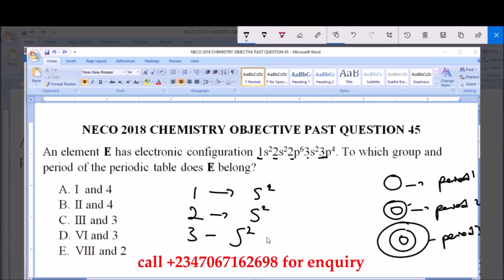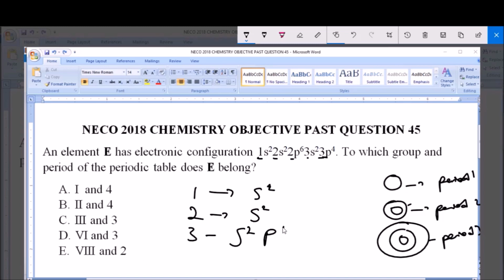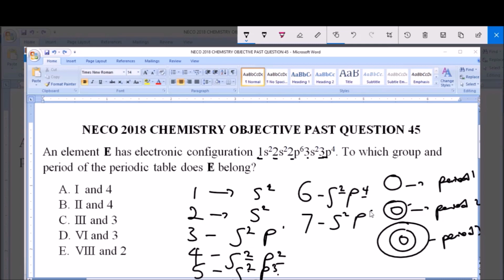If you add them together, 2 plus 1 will give you 3. For group 4, you will have 2 on the s orbital and 2 on the p orbital, giving you 4. That's group 4. For group 5, we'll have s2 p3. 2 plus 3 gives us 5. For group 6, we'll have s2 p4. 2 plus 4 gives us 6. And for group 7, we'll have s2 p5, and that will be 7.